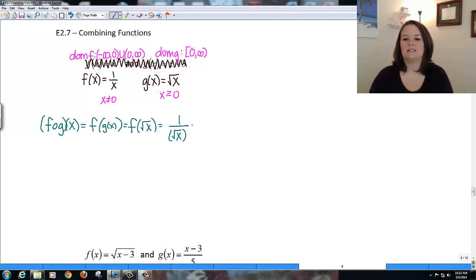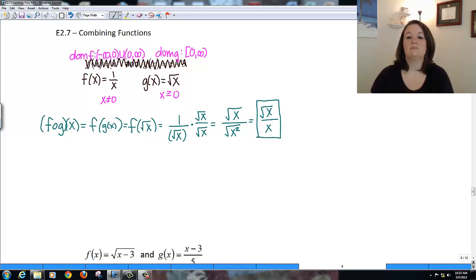All that means is in order to get rid of this radical, I would need to square it. So I'm just going to multiply by the square root of x, because that basically squares it. But if I do it on the bottom, I have to do it on the top. Okay, so I get the square root of x all over the square root of x squared, which is just the square root of x over x. Okay, so this is my f composed of g function, and then I want to find my domain. Okay, I'm starting with the domain of g.